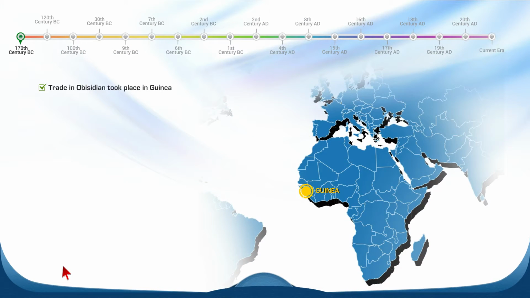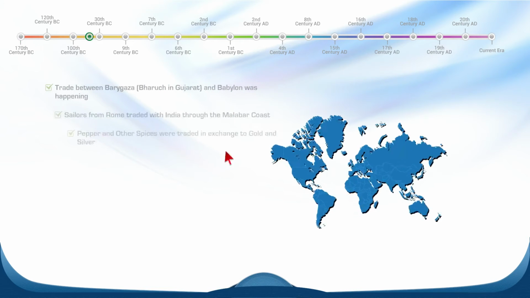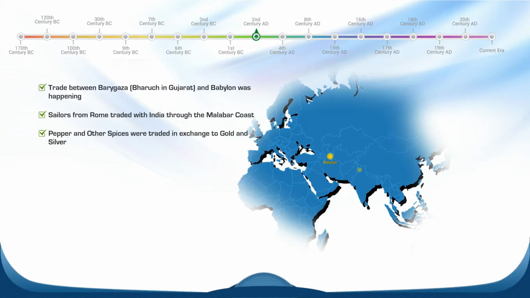Now, let us go back into the timeline in the history of trade and take a glance at how trade happened. Now, let's have a look at the 2nd century AD. You would have heard a lot of grandfather and grandmother stories about ancient India being rich in gold and silver. The fact is, India never had abundant gold mines.